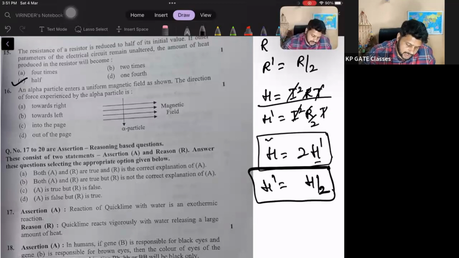Again, this question is: whenever an alpha particle enters the magnetic field, it gets turned towards the left.